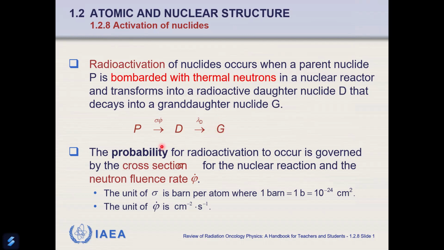The probability for radioactive activation to occur is determined by the cross section.